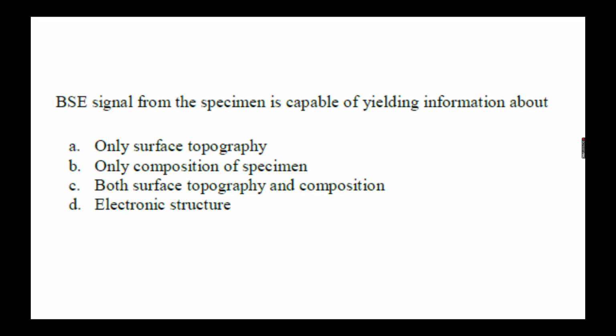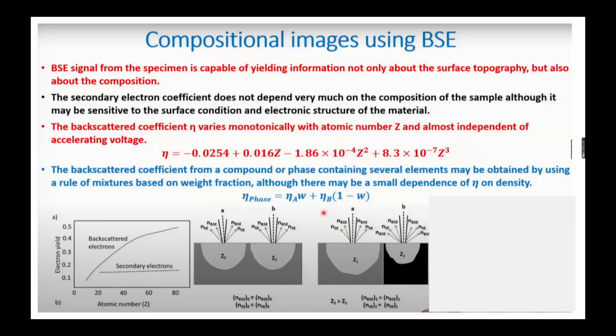So BSC signal from the specimen is capable of yielding information about what? So this is just asking what information you can get from your BSC signal: only surface topography, composition, both topography and composition, or the electronic structure. So what could be the answer for this? C. Okay, so yeah, that is correct. The compositional images we can also get.